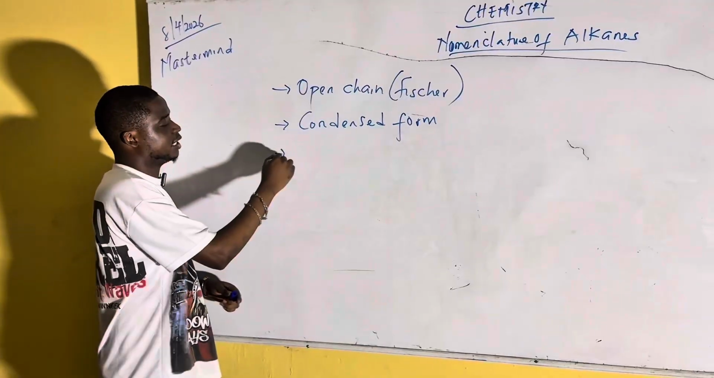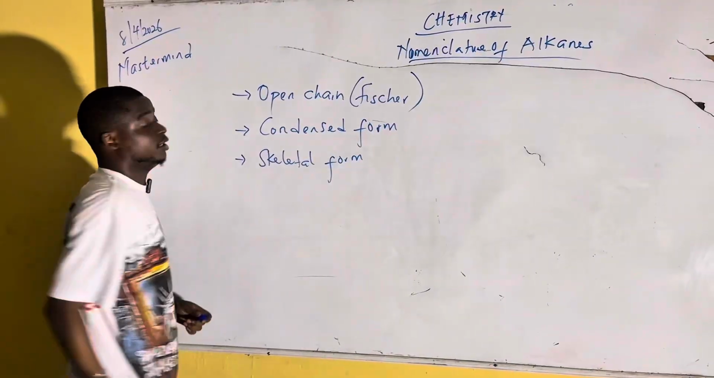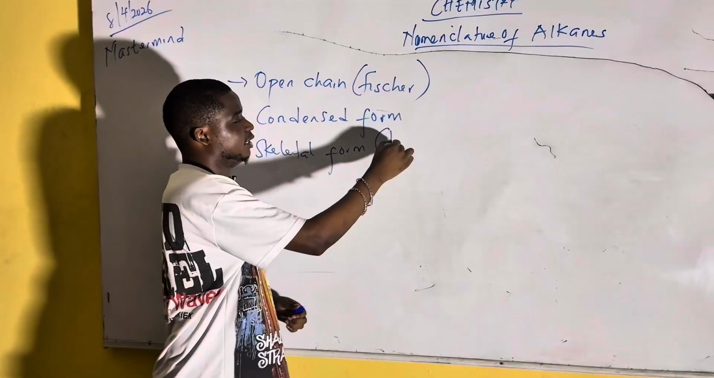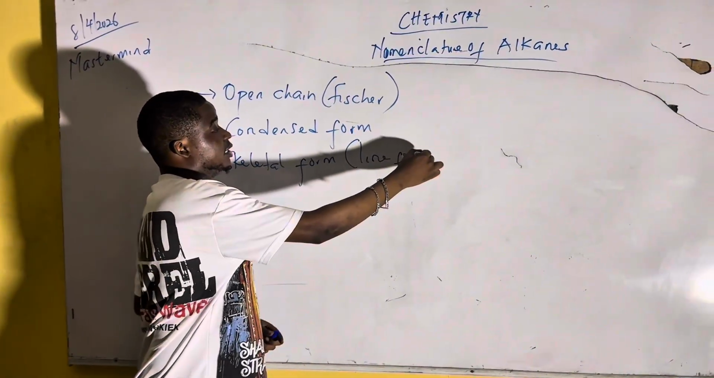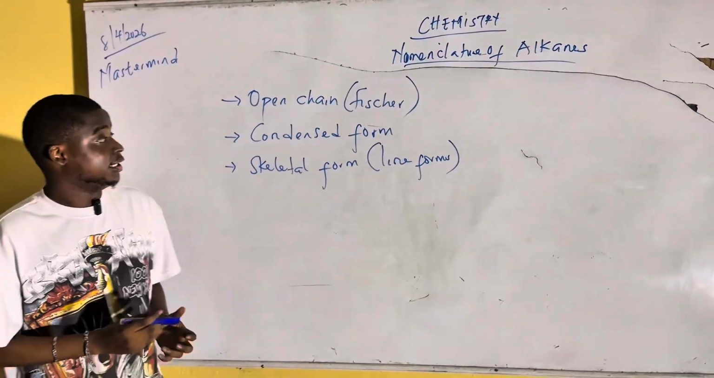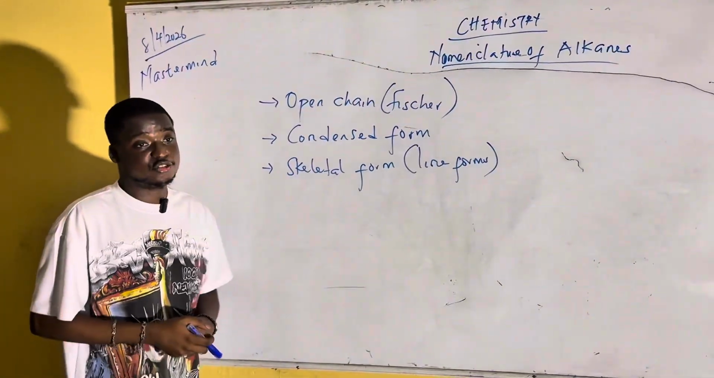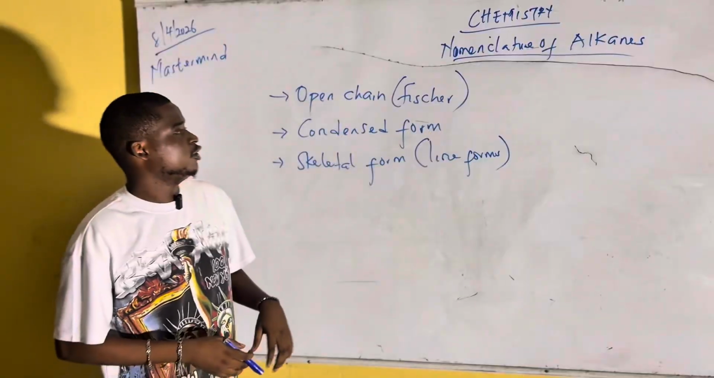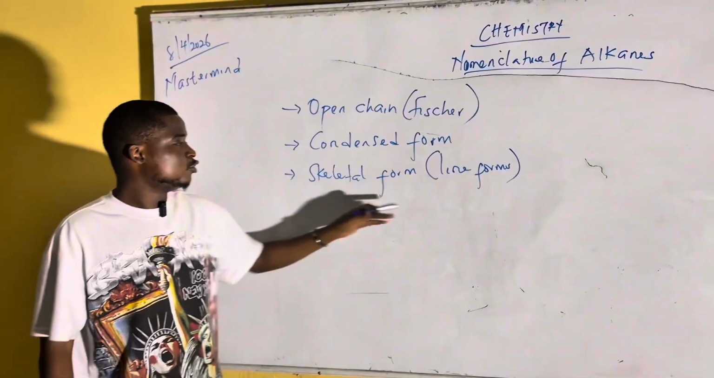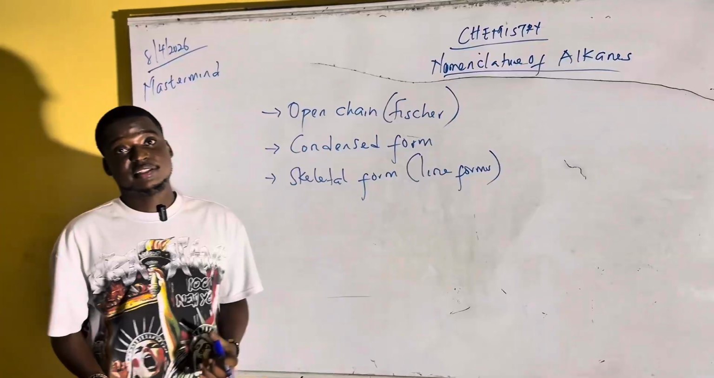And then we have the skeletal form, which just shows lines. Some people call this the line form, which is just a line that shows the bonds in the structure, not showing any of the atoms that are present. In this video, we will be doing majorly the open chain and the condensed form. In another video, we'll go to the skeletal form, which is much more advanced, for the university system.